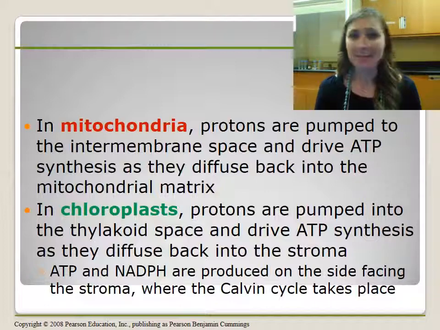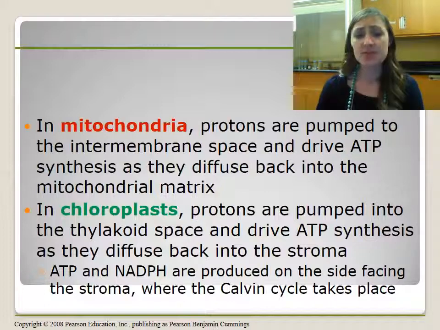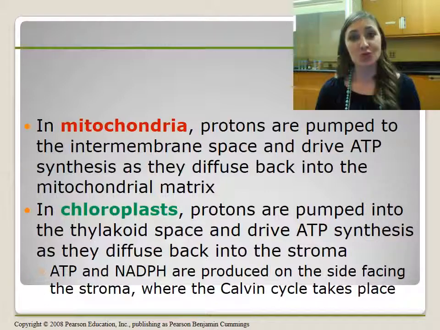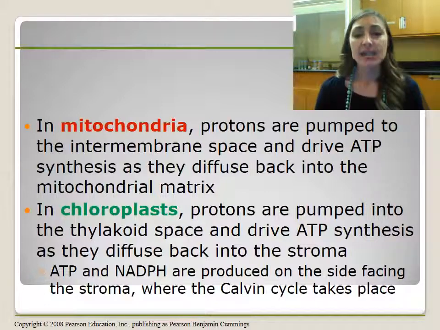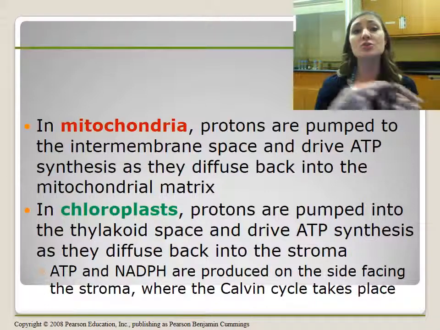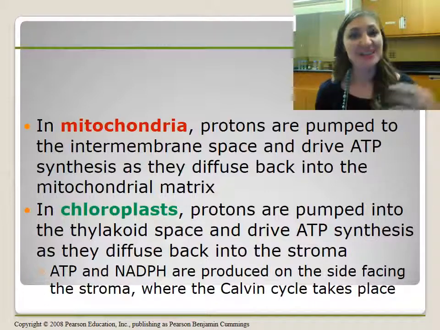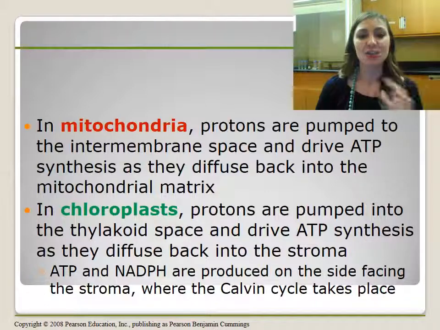In chloroplasts, same idea, different location. Your protons are pumped into the thylakoid space, and they drive ATP synthesis as they diffuse back into the stroma of the chloroplast. ATP and NADPH are produced on the side facing the stroma, where the Calvin cycle takes place, because they are used in the Calvin cycle, so they need to be in close location to the Calvin cycle.